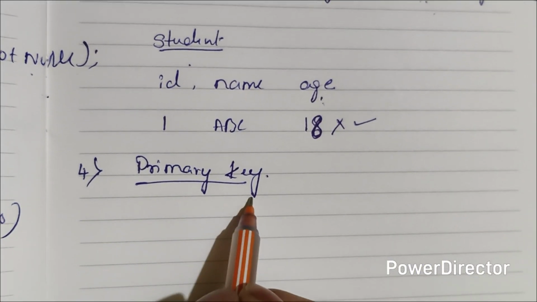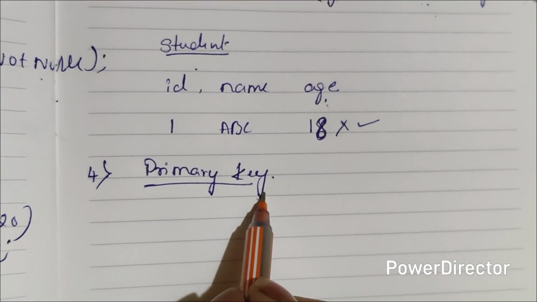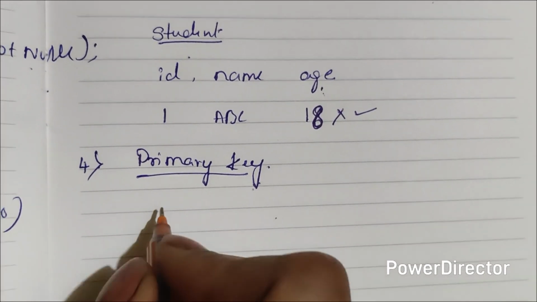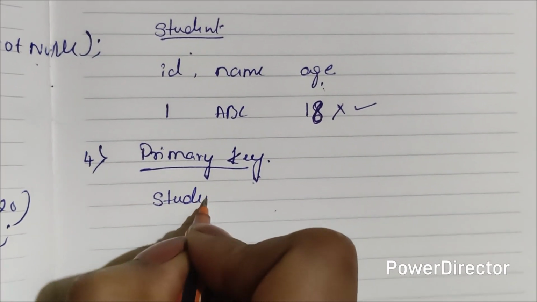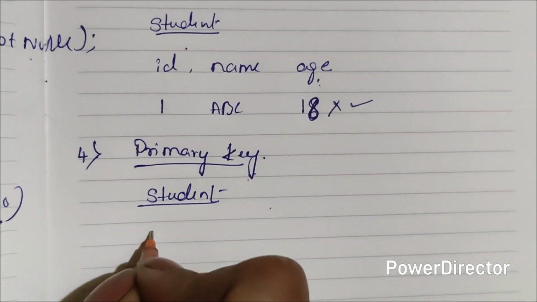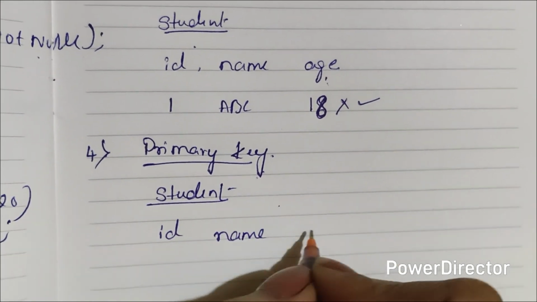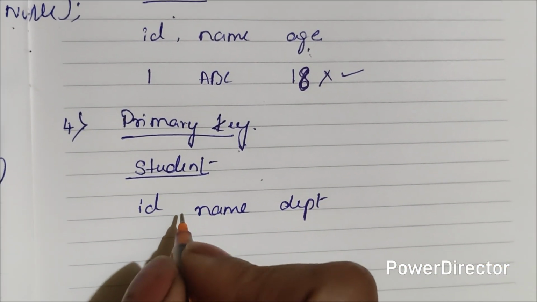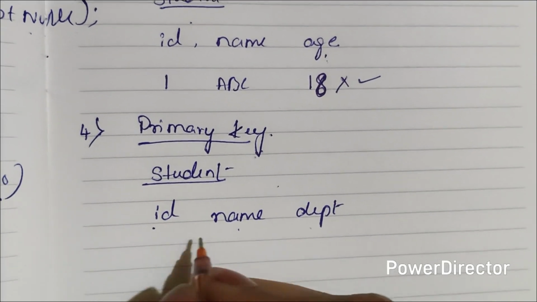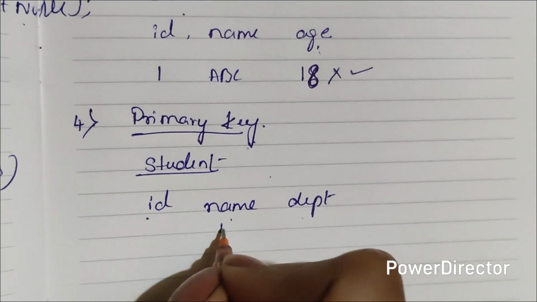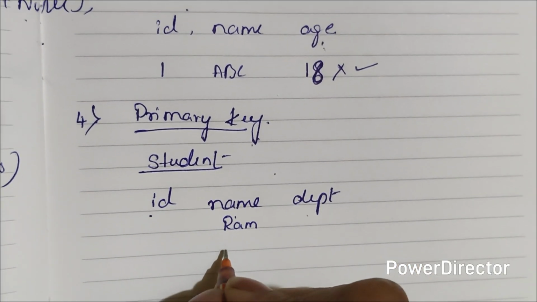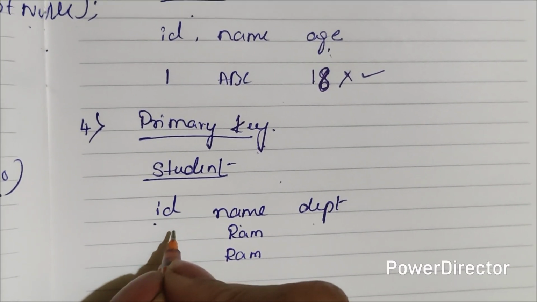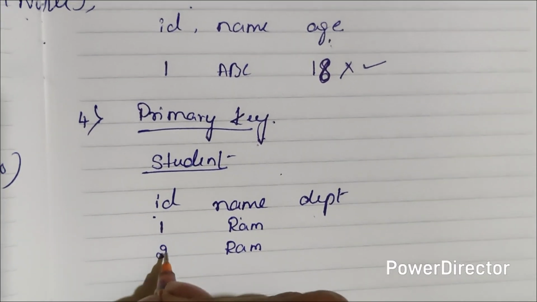Next constraint is primary key constraint. The primary key constraint is used for identifying each record uniquely in the table. Suppose it is a student table. A student will have a student ID, student name and department. Assume that these are the three attributes of this particular table: ID, name, department. Suppose the name of a student is Ram and the name of one more student is also Ram. But the ID of these students should not be the same.